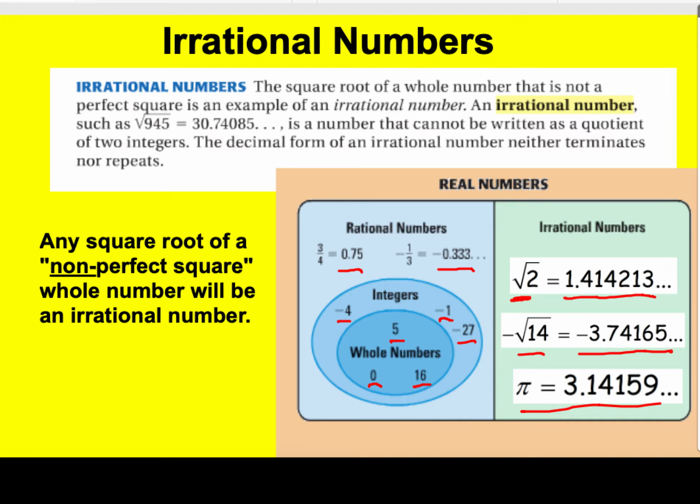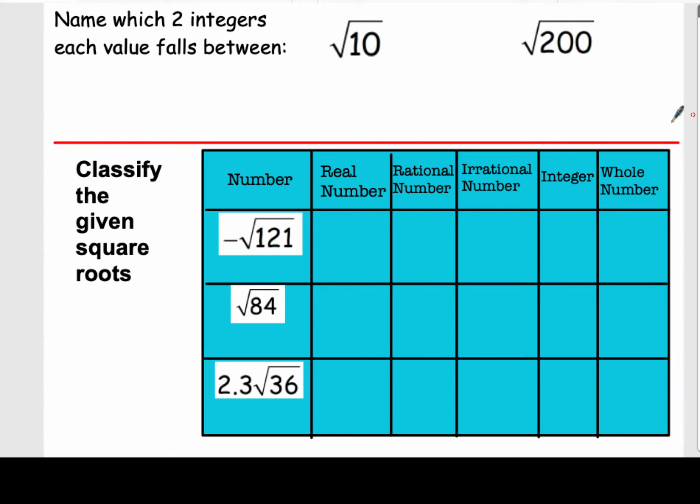-3.74165... because it goes infinitely onward. There's no repeating pattern there. So one of the things we want to be able to do with square roots is classify them. The other trick is, because some of them don't come out clean, we might want to be able to approximate them. So let's start with the approximate ones up here on the top.